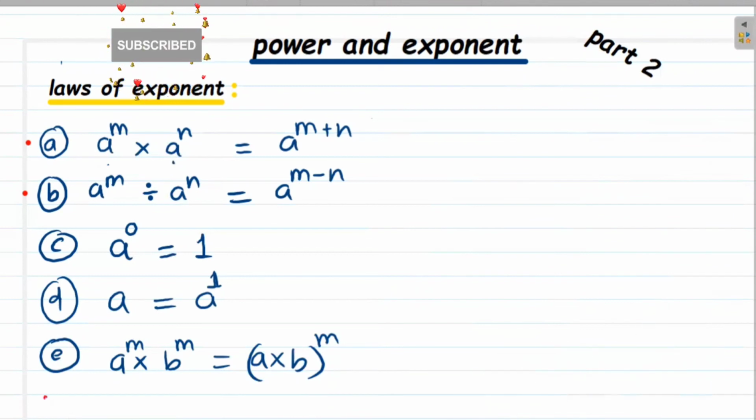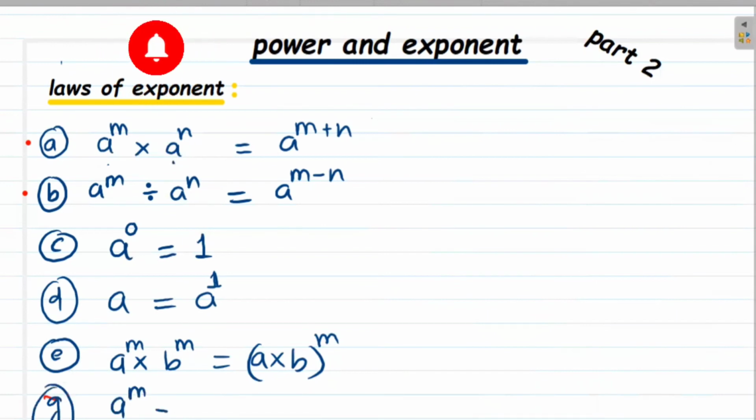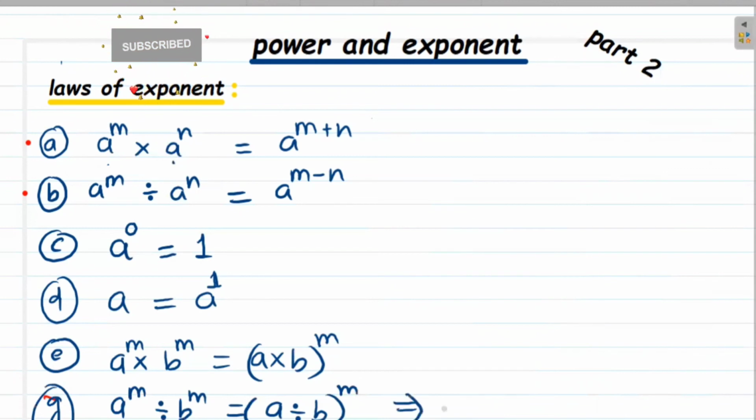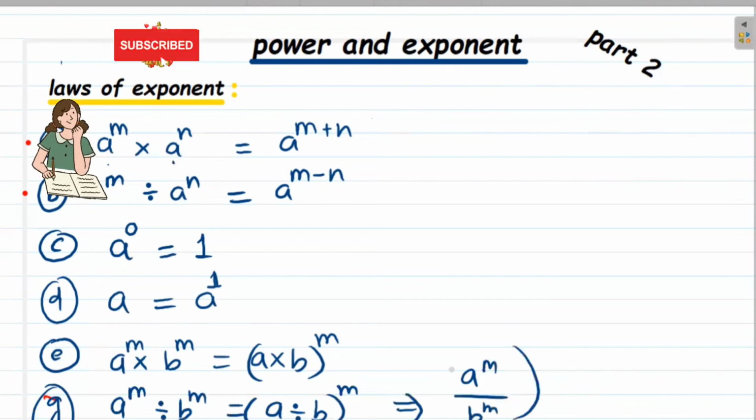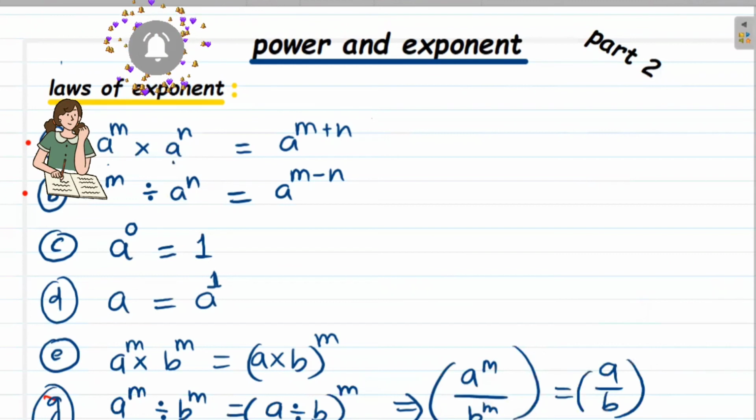And the last law is about having the same powers in division. The first rule was the same exponent in multiplication, and then for the same exponent in division also, I can take it out common. I can write this law in the form of a fraction also, because a fraction is also one form of division. If I have a raised to m divided by b raised to m, then I can take the exponent common as (a upon b) raised to m.